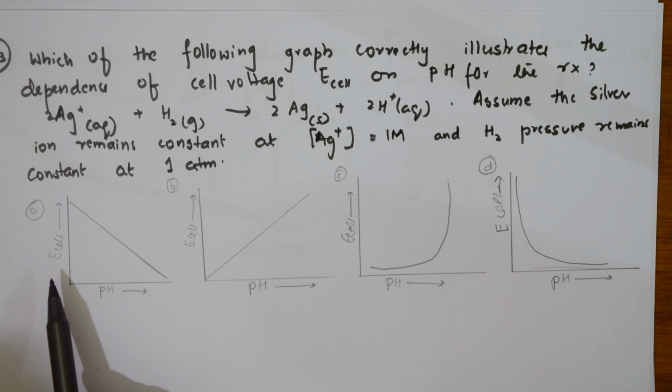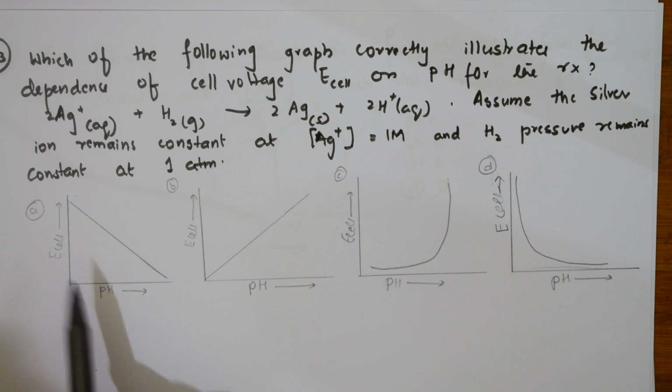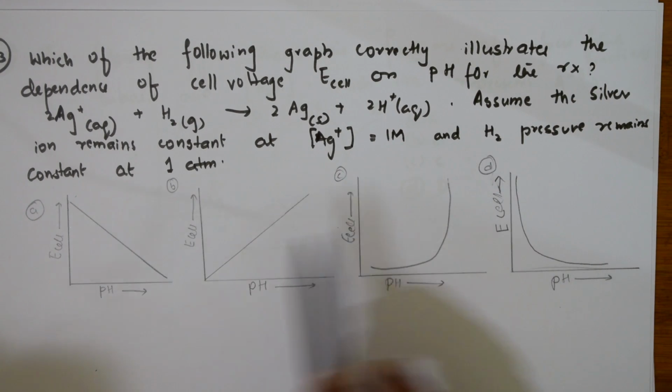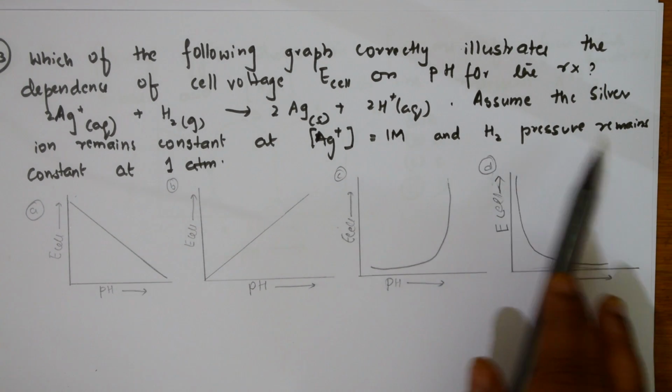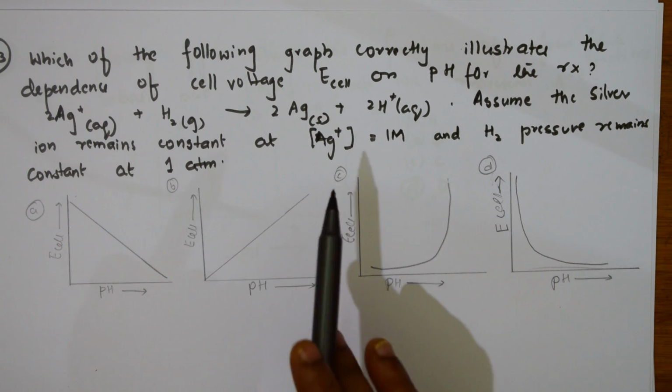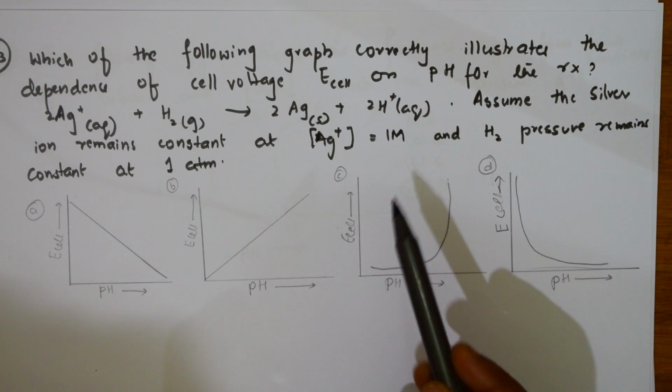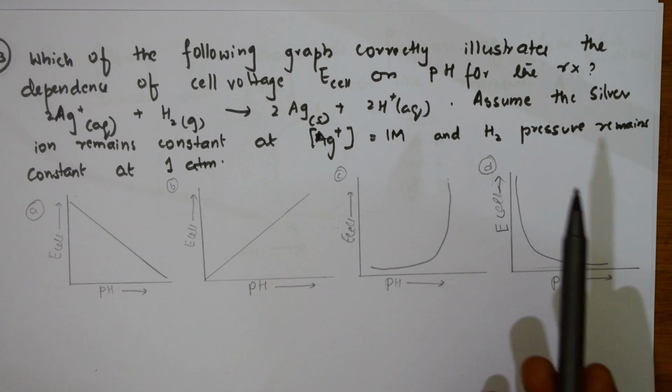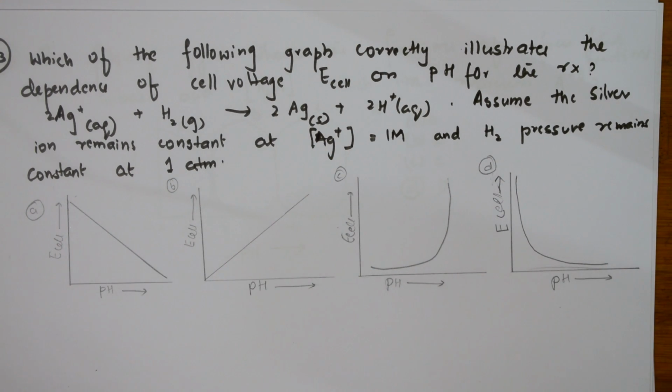So they've plotted different graphs between E cell and pH. They've obtained different results here. This is one result, this is one result, this is one result, this is one result. Assume that the silver ion concentration remains constant at Ag plus equal to 1 molar, and hydrogen pressure remains constant at 1 atmosphere. So they've given this graph, right? First of all, when such a graph is given to you, you should know the relationship between E cell and pH of the solution.